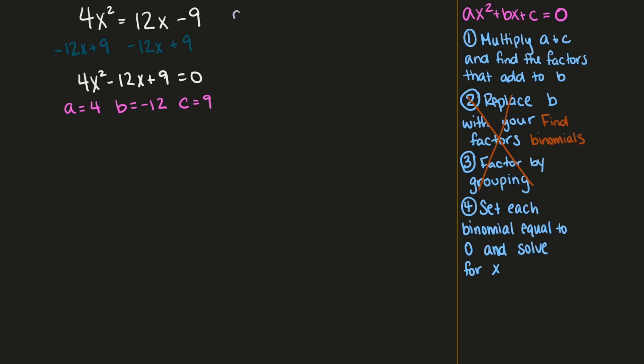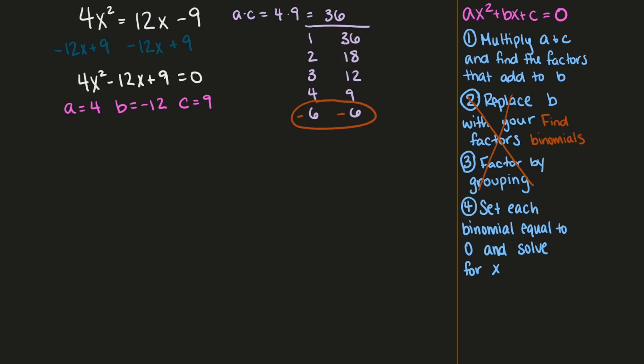So our first step is our a times c, which is 4 times 9, which is going to be equal to 36. Our factors of 36 are 1 and 36, 2 and 18, 3 and 12, 4 and 9, and 6 and 6. So we need to find the factors that add to give us negative 12. Out of all of these factors, 1 and 36 will not give us 12, 2 and 18 will not give us 12, 3 and 12 will not give us 12, 4 and 9 will not give us 12, but 6 and 6 will. And in order to get negative 12, we need negative 6 plus negative 6.